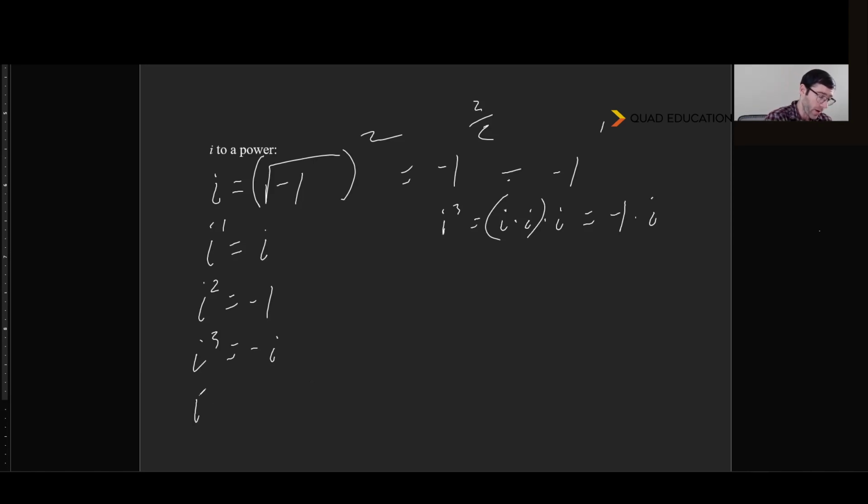Then for the last one, we have i to the fourth. And so with i to the fourth, what we have is i times i times i times i. And we know what i times i is. We know that i times i is negative 1. And negative 1 squared is just 1.